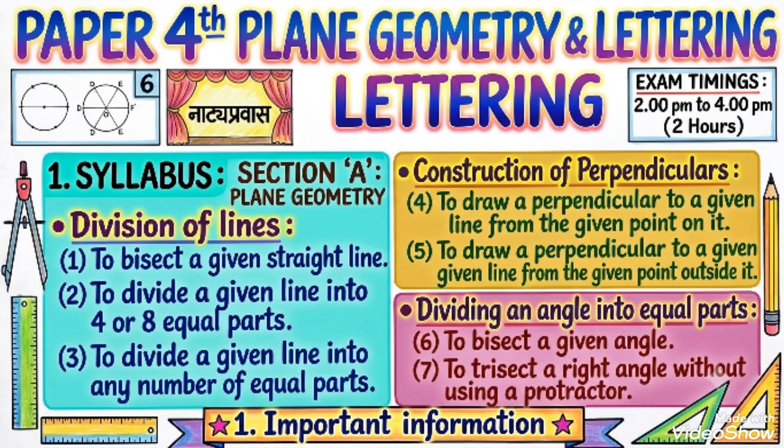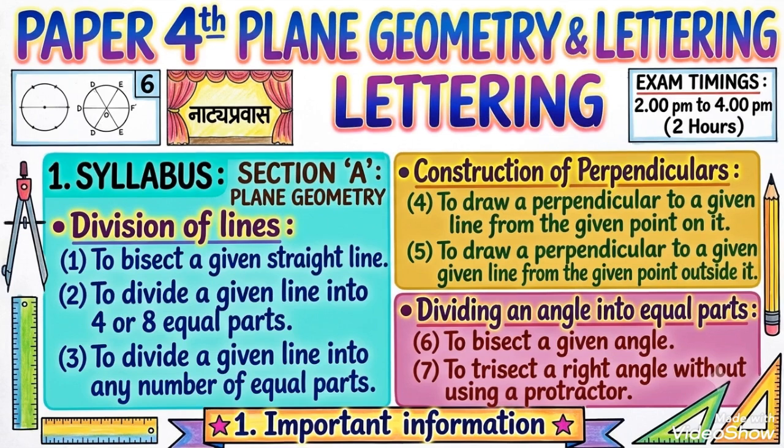Our first paper: plane geometry and lettering. In this plane geometry, we are taking 3 points: division of lines, construction of perpendiculars, and dividing angles into equal parts. First, division of lines: to bisect a given straight line, and second, to divide a given line into 4 or 8 equal parts.